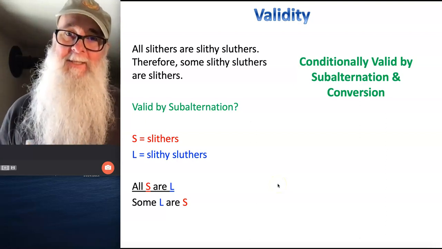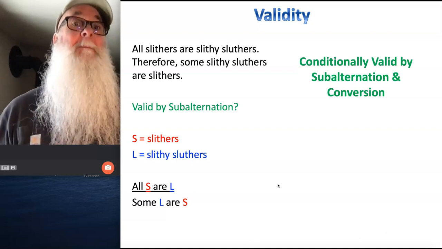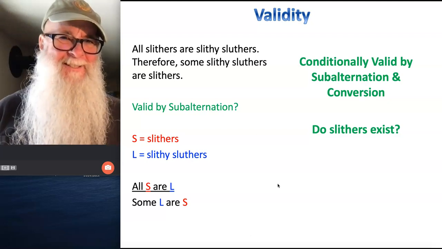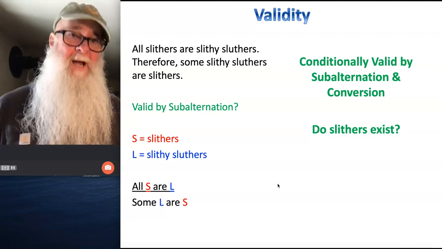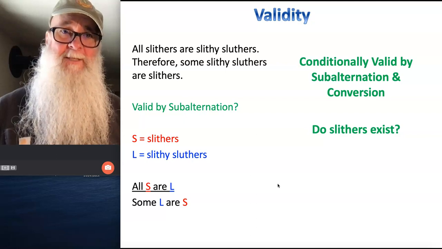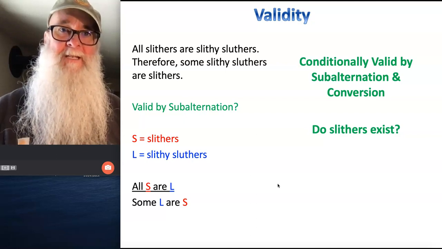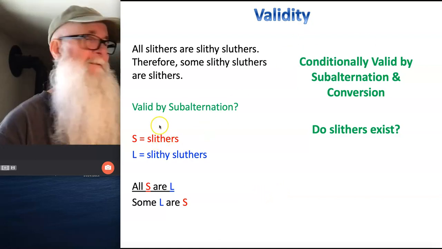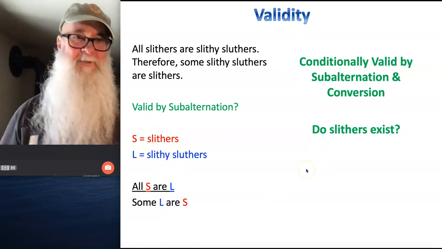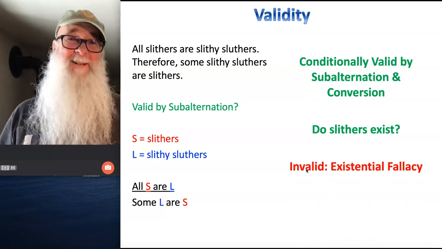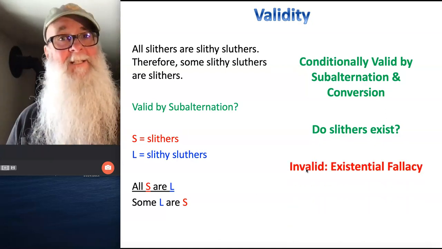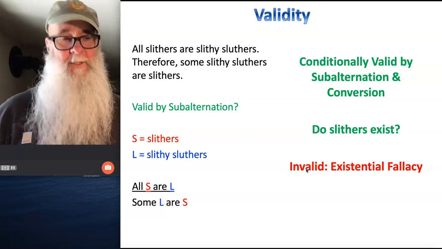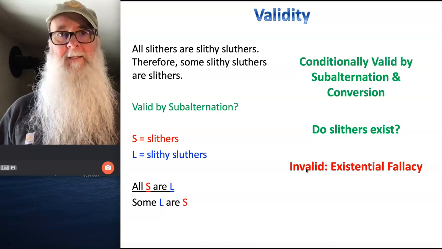But the condition has to be met in order for this argument to be valid from the Aristotelian standpoint. And so the question is, do slithers exist? Because the requirement for validity from an Aristotelian standpoint is that the subject term of the premise be an existing thing. Do slithers exist? No, I made it up. So at least I don't think they exist. So this argument actually is invalid because it commits an existential fallacy, even though it was conditionally valid by subalternation and conversion, ultimately invalid by existential fallacy.